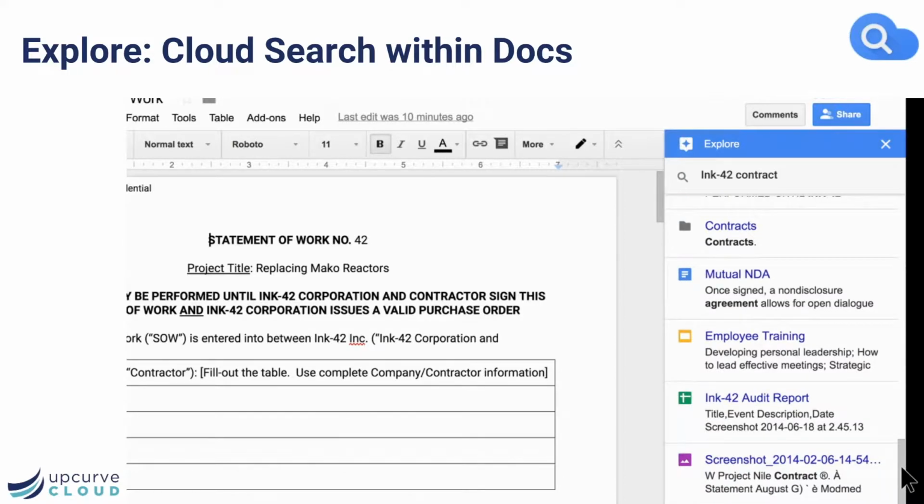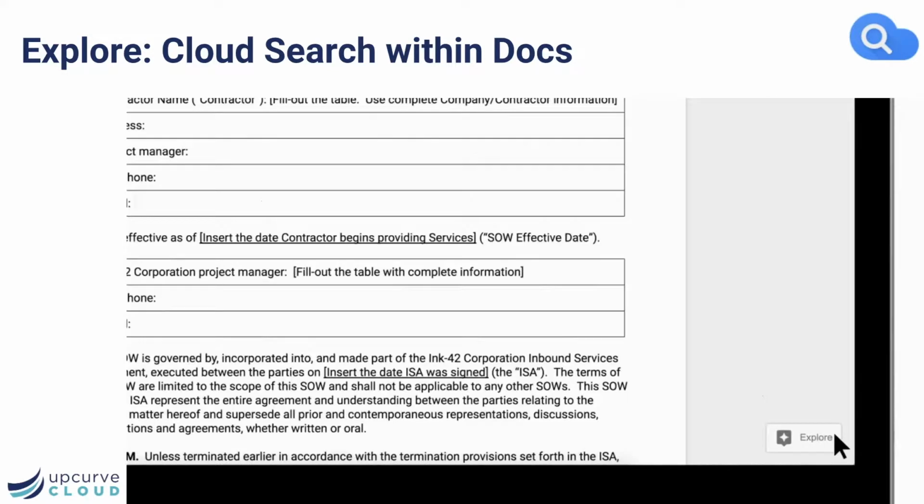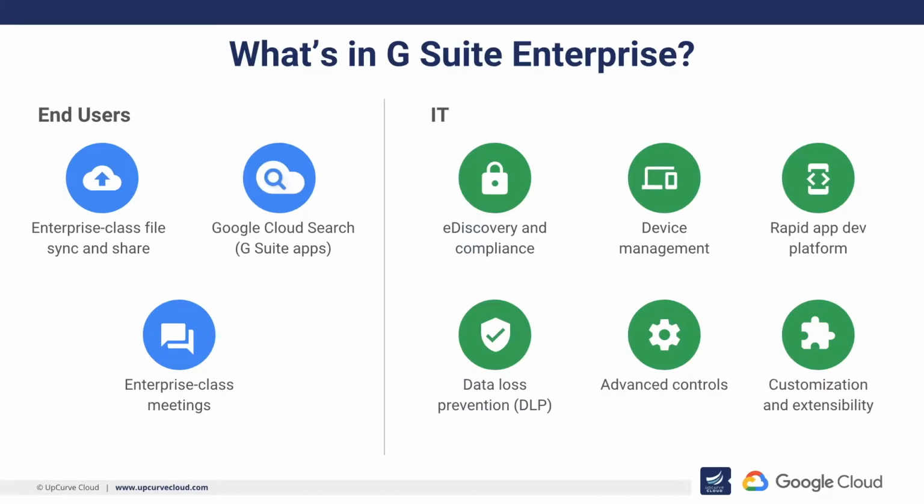So again, a big time saver, allows you to be much more efficient. With that, we're going to now jump into G Suite Enterprise and talk about what it comes with, why it's become the de facto for a lot of businesses, especially in the regulatory space.